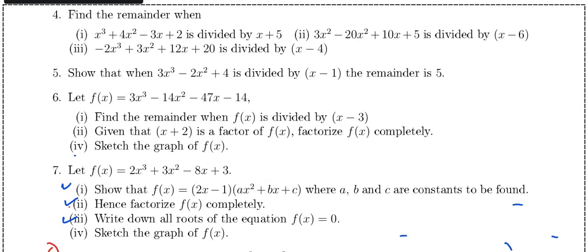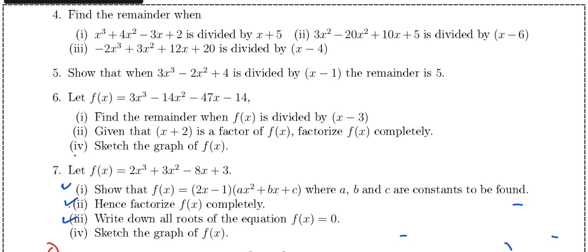So to answer question 4, we're just saying use this. They've given us linear factors throughout, and they're saying find the remainder when we divide by that. So we'll simply say the first one. That's question 4: x to the power 3, plus 4x squared, minus 3x, then plus a 2. We're dividing this by x minus 5.